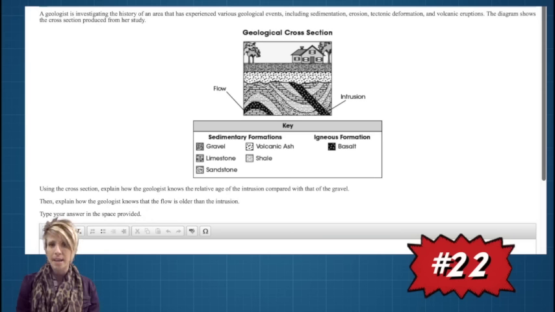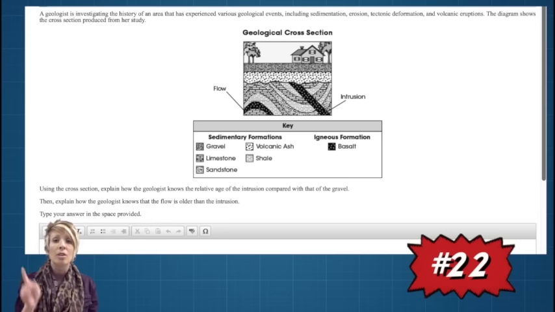Now let's take a look at that diagram, and we can see that there's different layers. Remember, the law of superposition says the layer that's on the bottom in an undisturbed rock layer is always going to be the oldest. But this is not undisturbed. We can see that there's some folding that's perhaps gone on. We can see a magma intrusion.